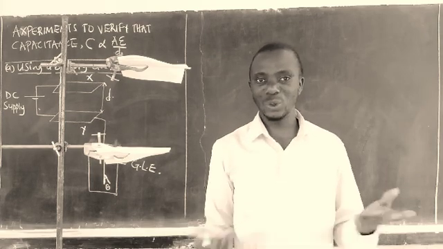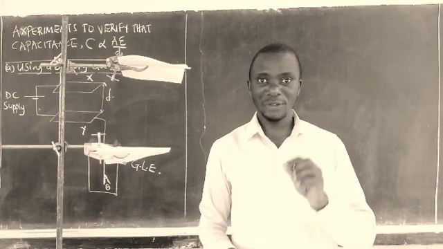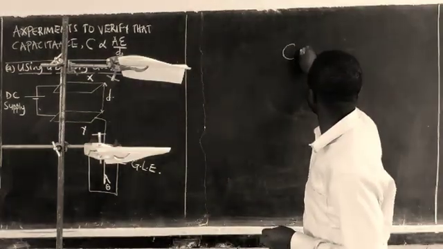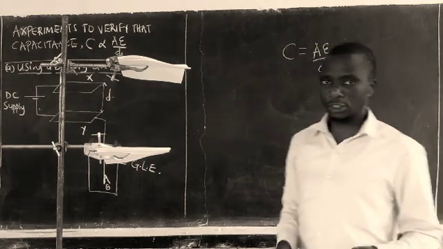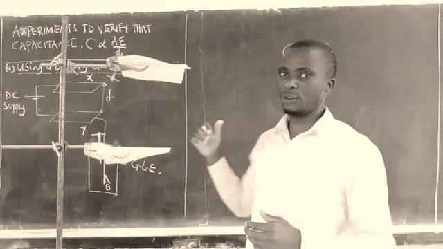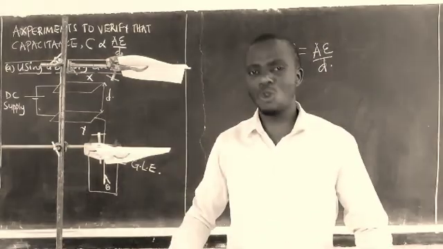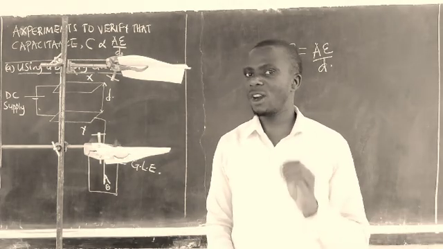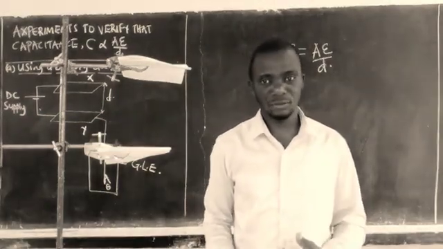Welcome once again to yet another lesson about capacitors. In our previous lesson, we were convinced that the capacitance is equal to Aε/D. That was the capacitance of a parallel plate capacitor. We proved that. But as scientists, we still don't just go and do things. We still have to confirm. We could have done it mathematically, but is it true in the real sense?